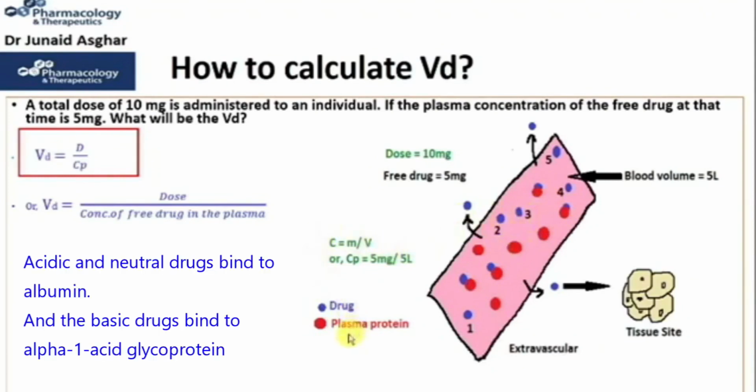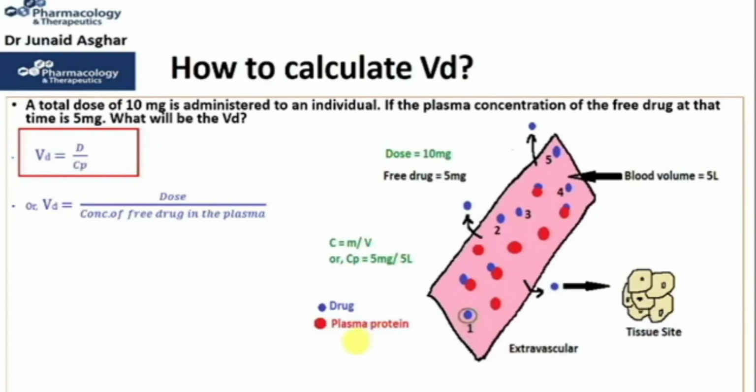Well, acidic drugs and neutral drugs bind to albumin, and basic drugs bind to alpha-1 acid glycoproteins. So for example, here, these 1, 2, 3, 4, and 5 are the free drug molecules. You also know that only the free drug, for example shown here, and the lipophilic form of the drug can diffuse from the intravascular space to the extravascular space, which will then enter into different body tissues across the cell membrane.